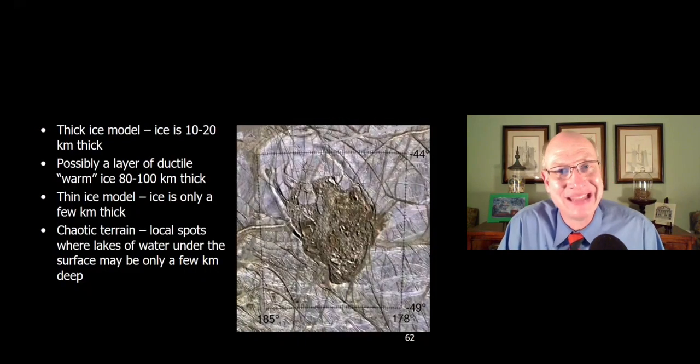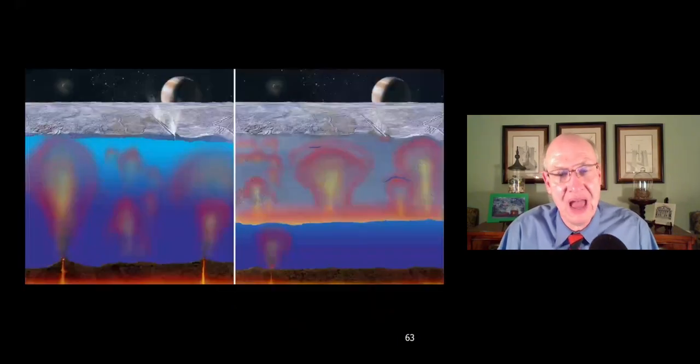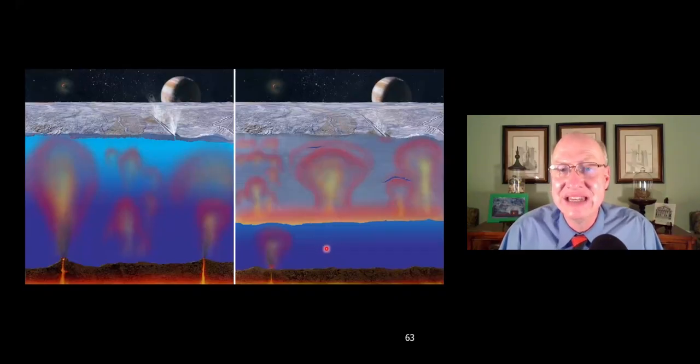The big question about the ice around Europa is whether it is thin or thick. And people tend to fall into two categories. There are the thick ice and the thin ice people. The thick ice model, the ice could be 10 to 20 kilometers thick, maybe even more than that. And with ice that thick, we could not imagine landing anything on the surface and drilling down through that ice to get to the liquid water ocean underneath.